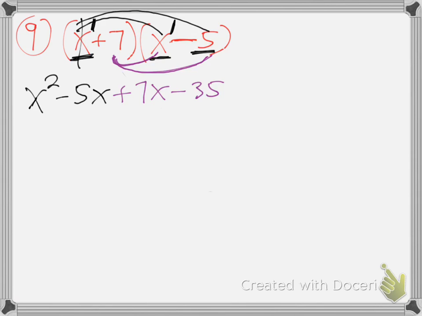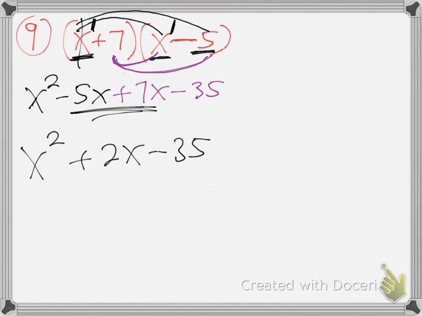Minus 5x and 7x. Only the like terms. Yeah, the two in the middle. Remember, when you add or subtract, only like terms can do that. So it's going to be x squared minus 5x plus 7x plus 2x minus 35. There's our final answer. Did you all track with that?